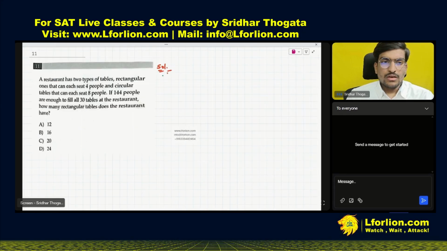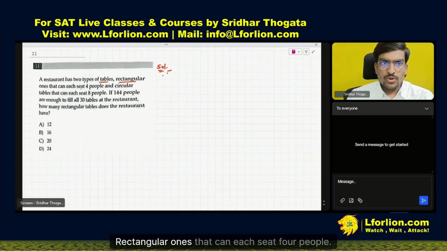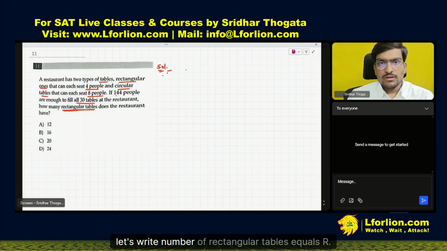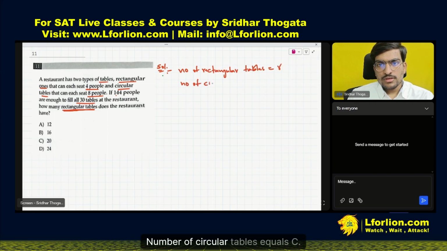Question number 11. A restaurant has two types of tables, rectangular ones that can each seat 4 people, and circular tables that can each seat 8 people. If 144 people are enough to fill all 30 tables at the restaurant, how many rectangular tables does the restaurant have? First of all, let's write number of rectangular tables equals R, number of circular tables equals C.